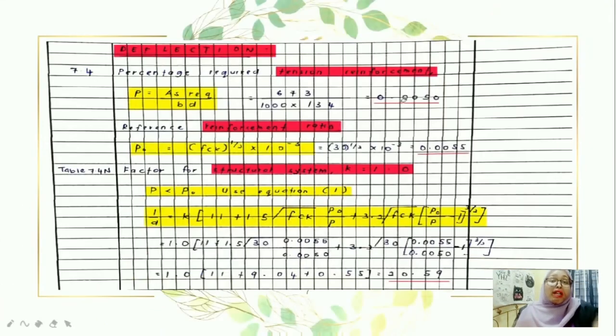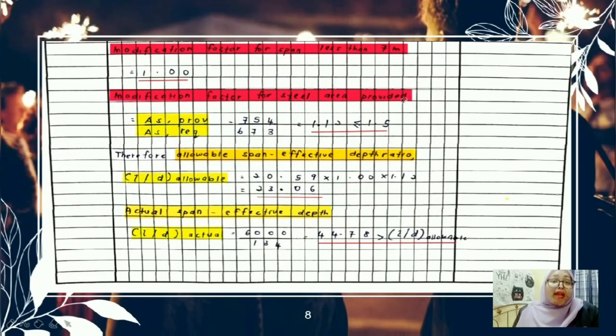Okay, next we proceed to the deflection calculation. The percentage of required tension reinforcement is rho equal to 0.0050. Meanwhile, rho 0 is 0.0055. So when rho is less than rho 0, we have to use equation 1 and we got 20.59. The modification for span less than 7 meter is 1 and the modification for steel used, we got 1.12, less than 1.5. Therefore, L/d allowable is 23.06 and L/d actual is 44.78, which is greater than L/d allowable.